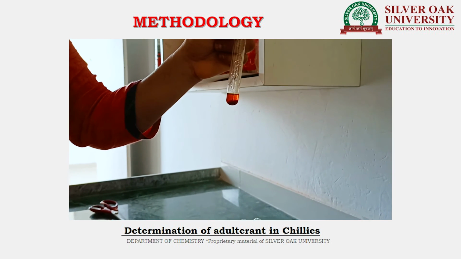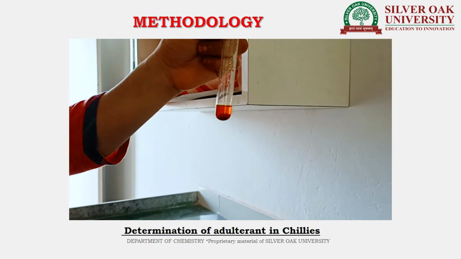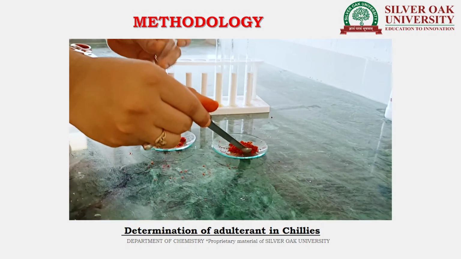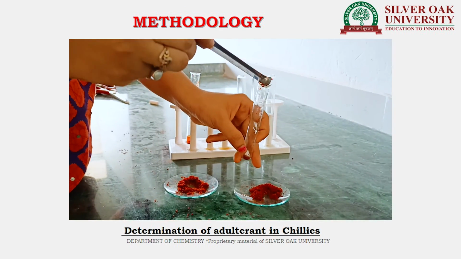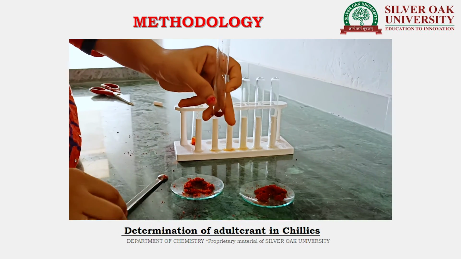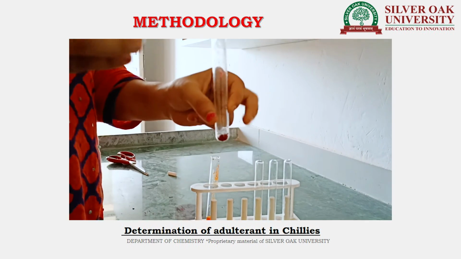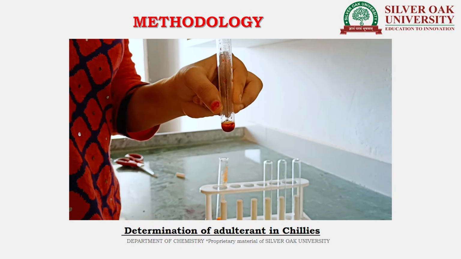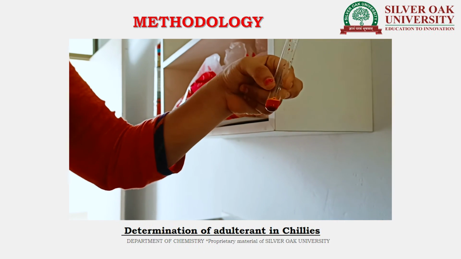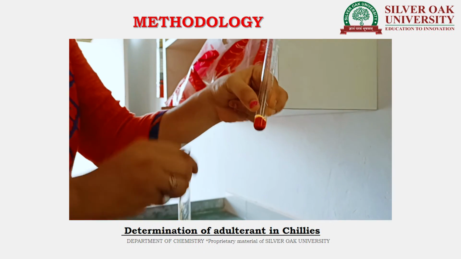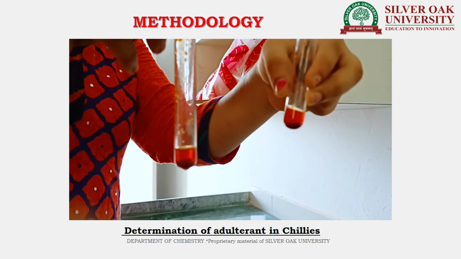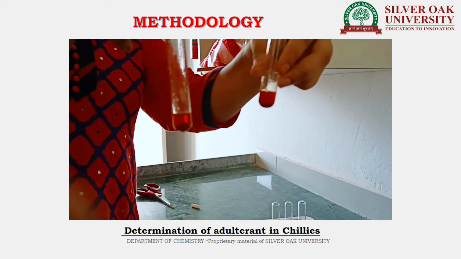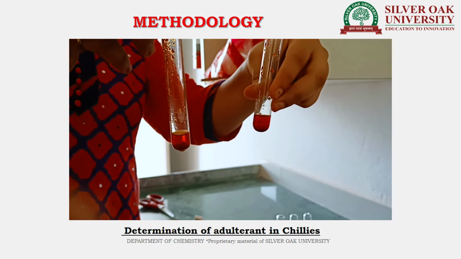So here you can see that there is no immediate appearance of red color. Now let us check the second sample with the acetone. Here you can compare and see that there is a presence of red color solution in the second test tube, which indicates the presence of rhodamine B in the second sample.